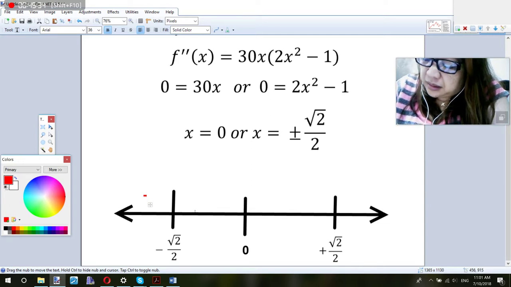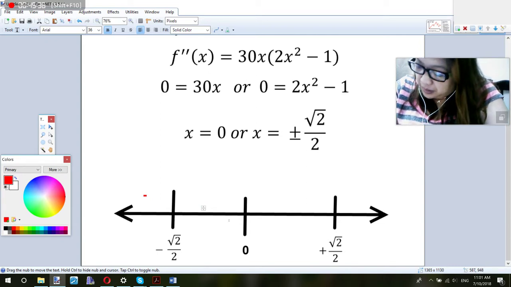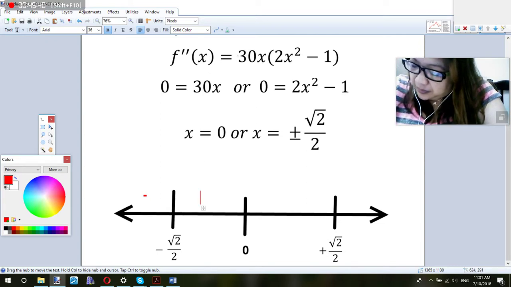So let's plug in negative 1/2. That'll be a point between 0 and negative root 2 over 2. So if I plug in negative 1/2, 3x is going to be negative. If I plug in negative 1/2 into 2x squared minus 1, that'll give me 2 times 1/4 minus 1, is 1/2 minus 1, which is also negative. So I have a negative times a negative, which is positive.